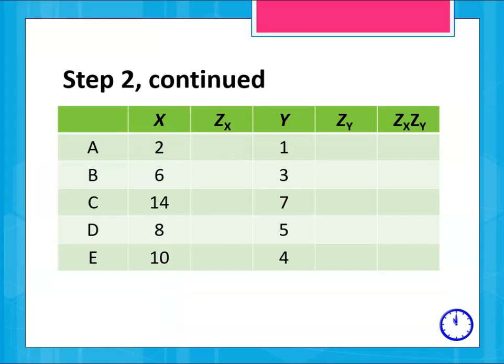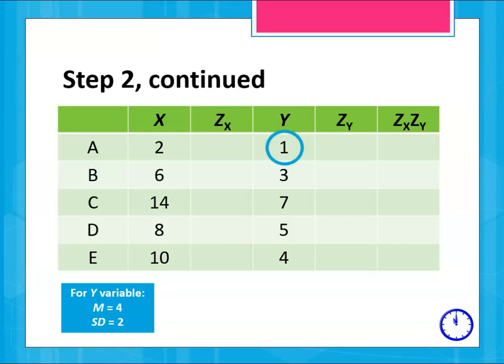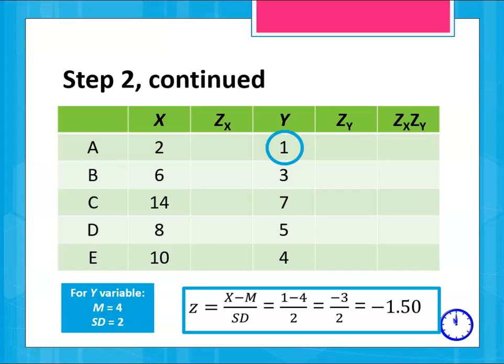Now, let's practice for the Y variable. We will use the mean of 4 and an SD of 2, and the Y score of 1 to calculate the Z score of Z equals negative 1.50. You'll then place the final answer in the table here.